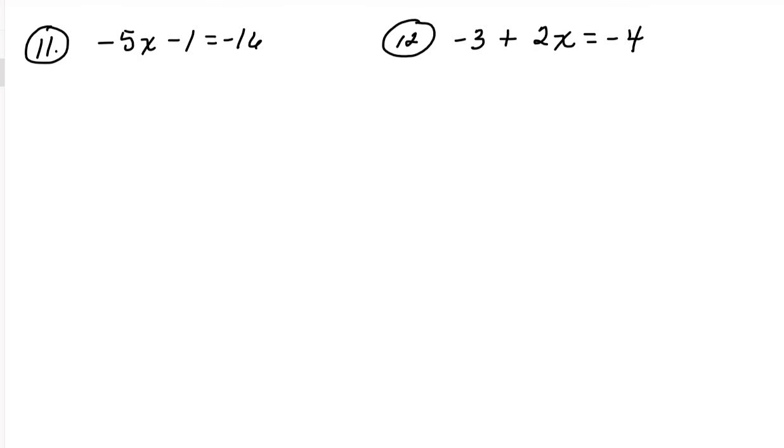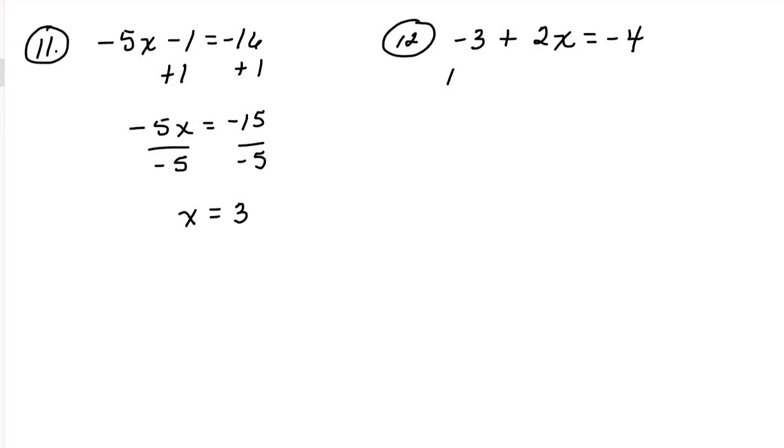Okay, problem 11, we're going to get rid of that minus 1 first. So the inverse of subtracting 1 is adding 1. Negative 16 plus 1 is negative 15. Then I'm going to divide both sides by negative 5. And I get x to be positive 3.